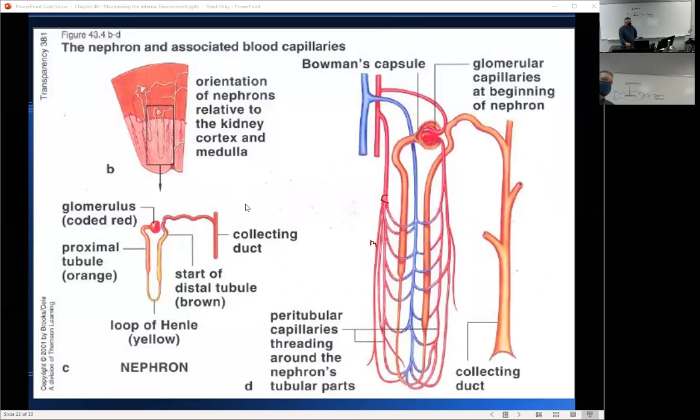Okay, so here's just another drawing of a nephron. Again, we really can't see the dividing line between the cortex and the medulla. I would approximate it to be right about here. Here's where the nephron starts, loops down into the medulla, back up into the cortex, and then empties into this collecting duct here.